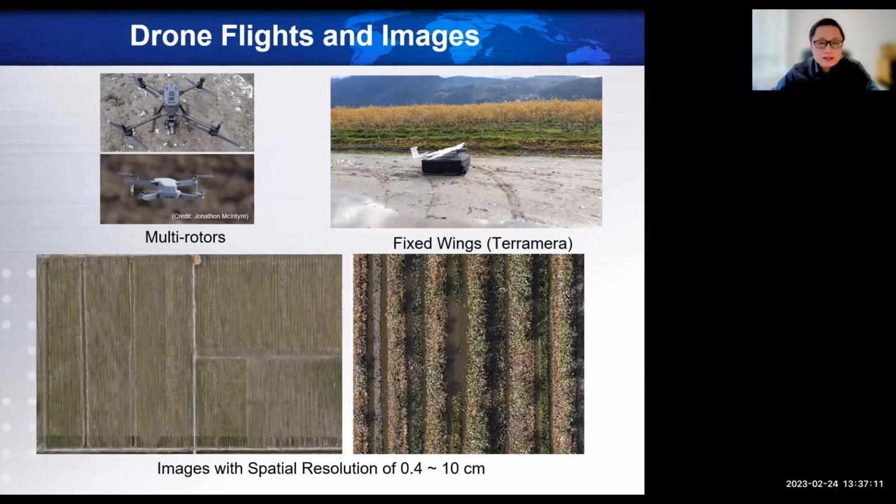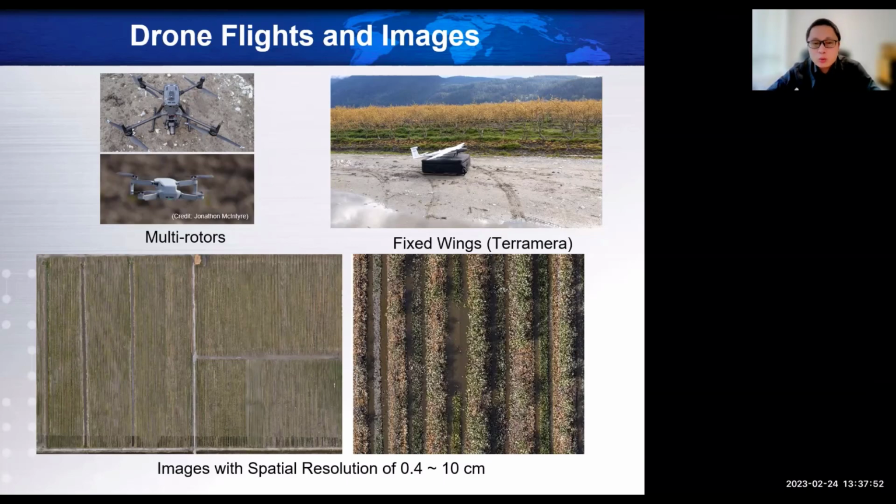So we collected images with different spatial resolutions from 0.4 to 10 centimeters. We want to understand which spatial resolution is the optimal resolution. Because if we collect very high resolution, such as 0.4, we need to fly the drones quite low, closer to the ground. That will take much longer time to cover the entire field. If we collect 10 centimeters, we can finish the flight much quicker, but the resolution may not be enough to capture the virus infection features. So there's some trade-off there.